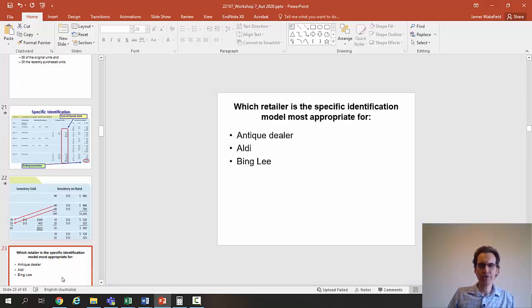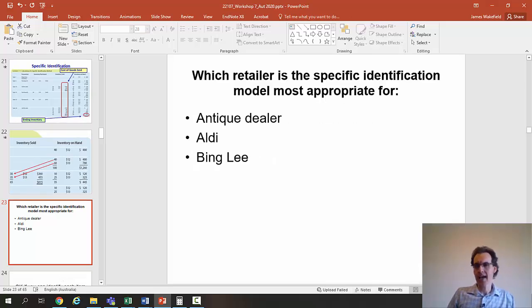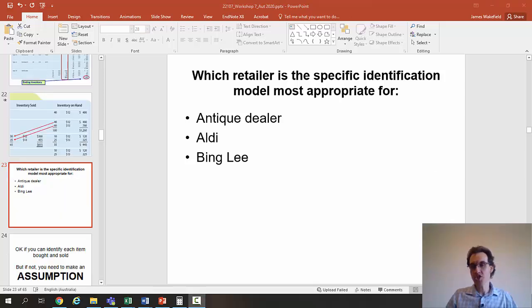So the question I have for you now is, which retailer is the specific identification model most appropriate for? Is it an antique dealer that sells antique furniture, antique items? Is it Aldi supermarkets? Or is it Bingley that sells appliances, electrical items, etc.? Indicate which one you think is most appropriate for the purpose of using the specific identification method. So how did you go there?